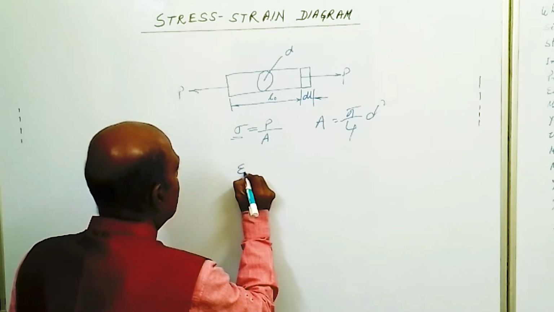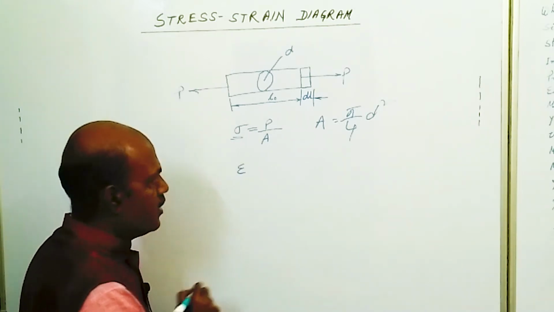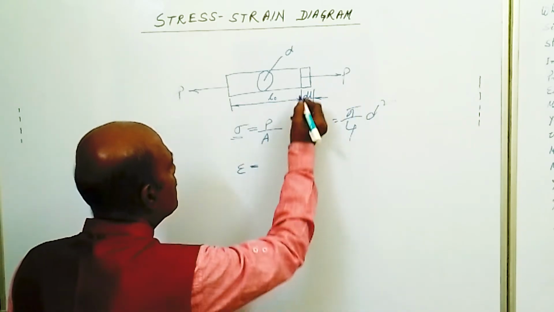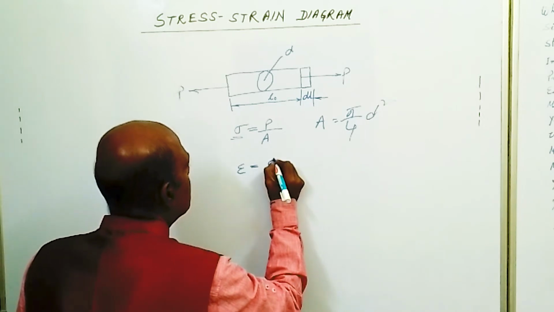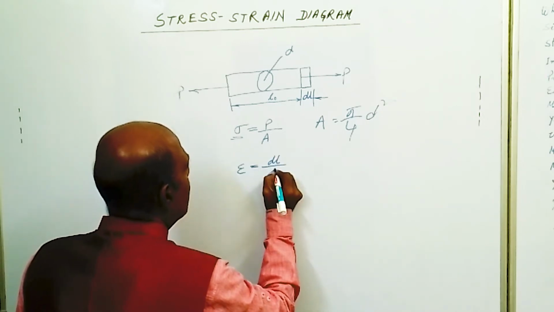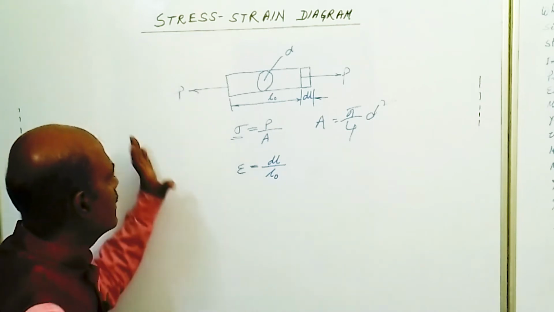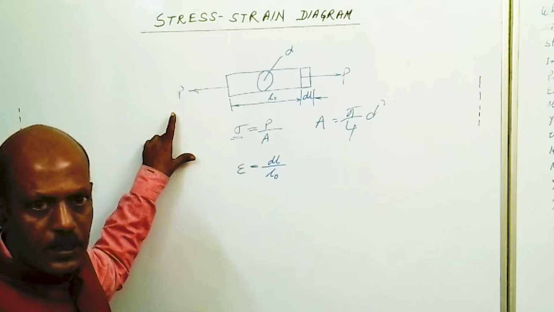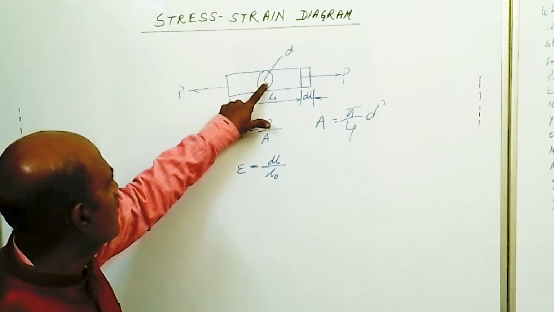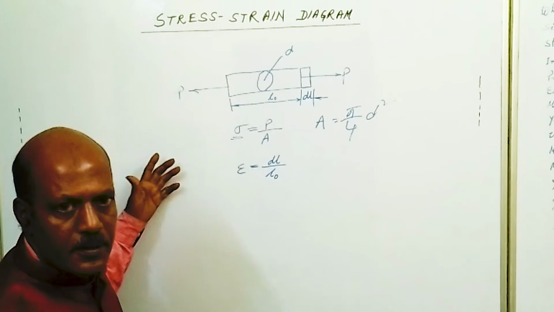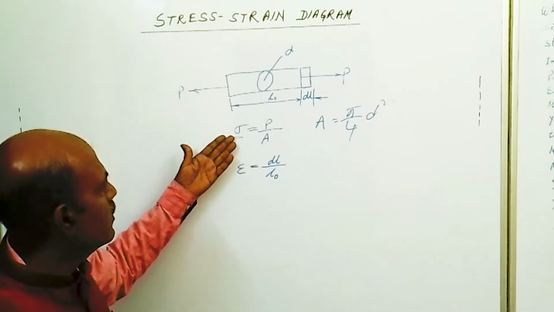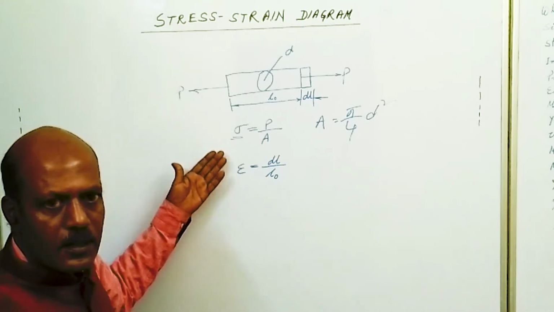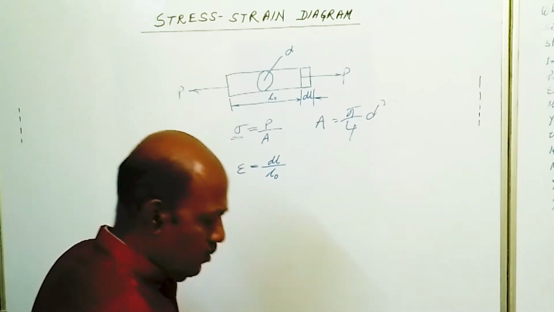It is given by epsilon, the linear strain, which is the longitudinal change in length, that is dl, to the original length. So this is the engineering strain. Whenever a body is loaded with external load P, and the cross-sectional area is A, we can easily calculate sigma and epsilon, meaning the stress developed in the bar as well as the strain.